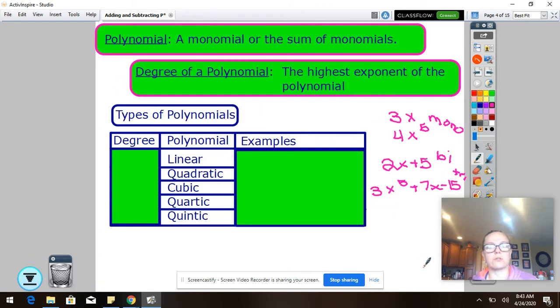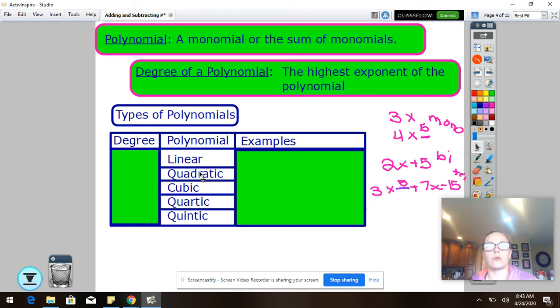Now, another thing that I know some people were struggling with was the degree of the polynomial. So the biggest thing, remember, the degree is the highest exponent. It's that largest exponent. So here, that would be a 5. If we look down here at the other example, 3x to the fifth plus 7x minus 15, that 5 is the degree because it's the largest exponent.